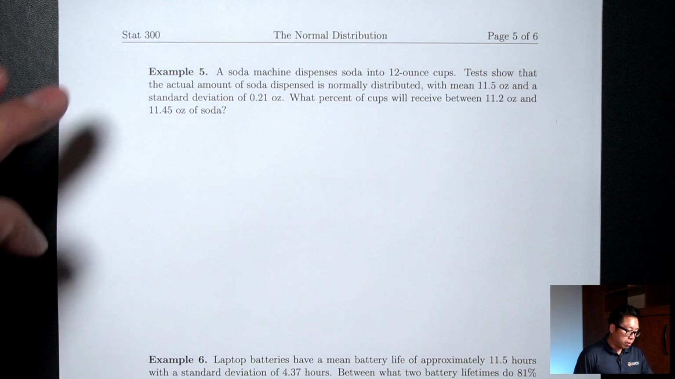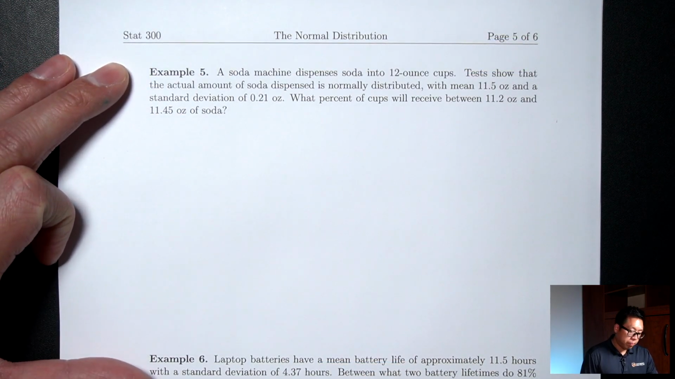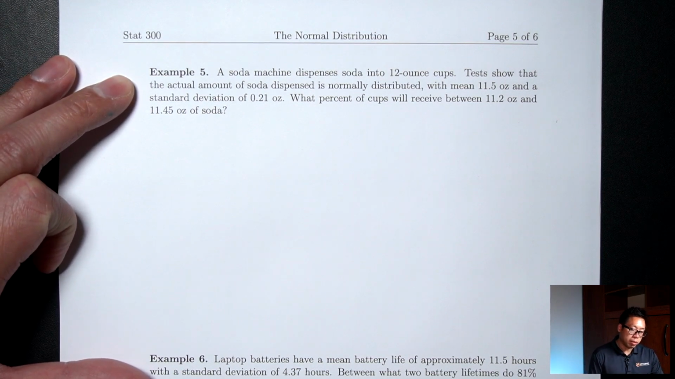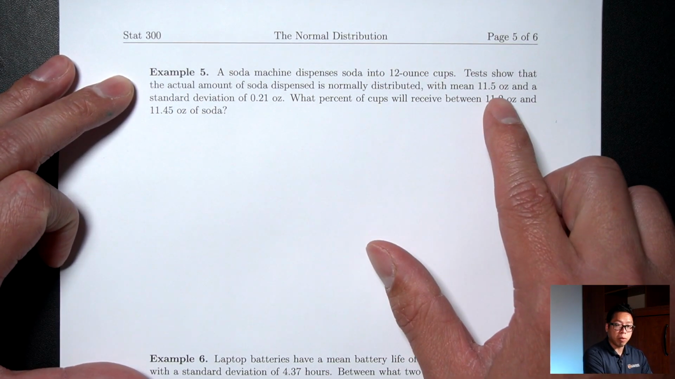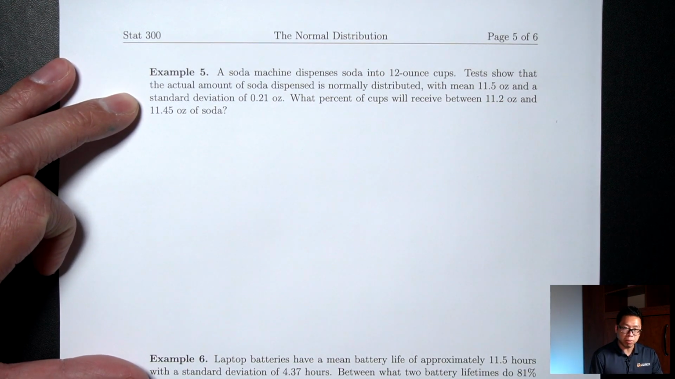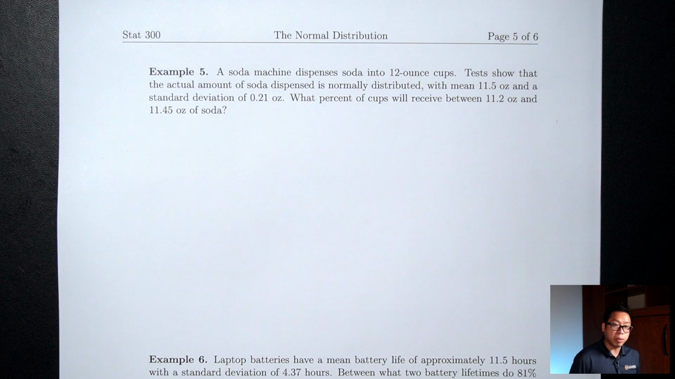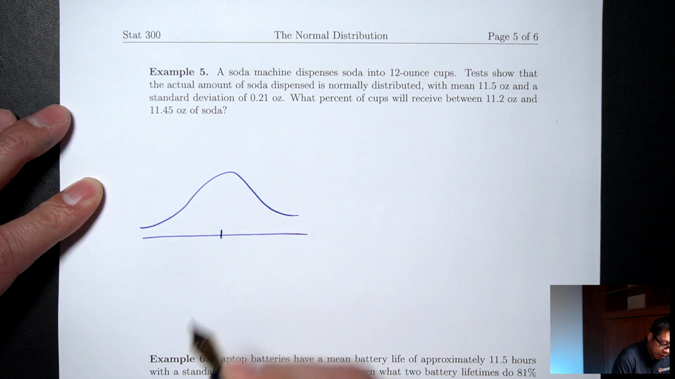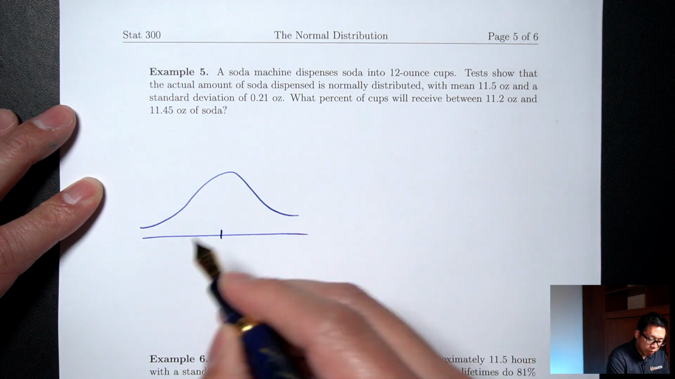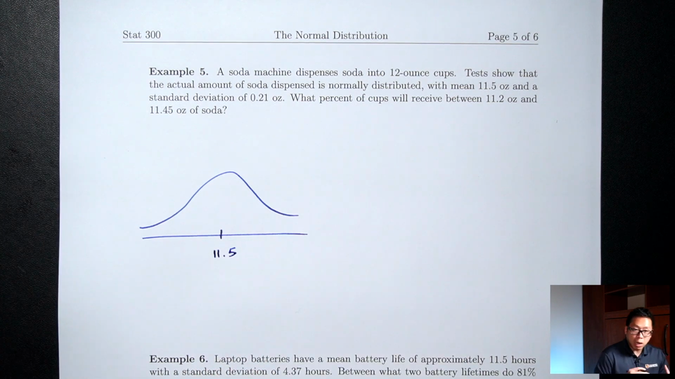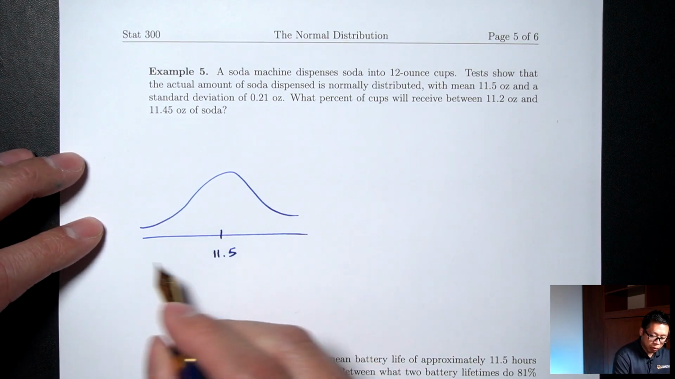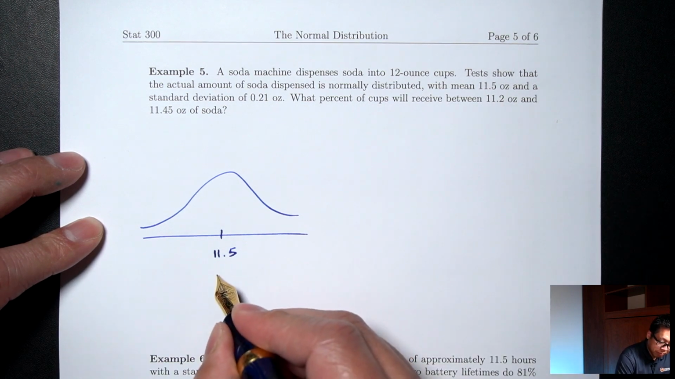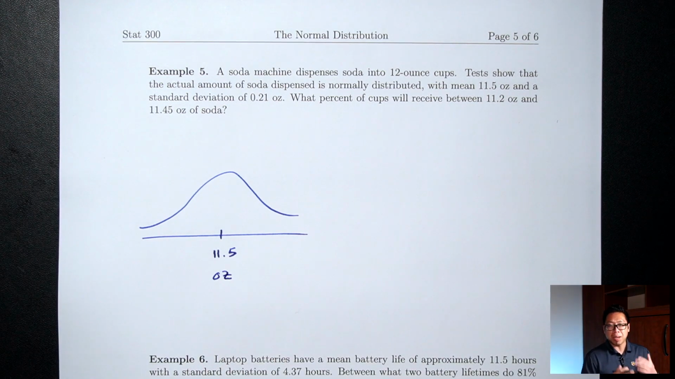Example 5. A soda machine dispenses soda into 12-ounce cups. Tests show that the actual amount of soda dispensed is normally distributed with mean 11.5 ounces and standard deviation 0.21 ounces. What percent of cups will receive between 11.2 ounces and 11.45 ounces? First thing I always do is draw the normal distribution picture and put the mean in the middle. Our mean here is 11.5. And then I always label what the x-axis represents. So this 11.5 on the x-axis here was ounces. So anytime I see ounces, I know that's an x.